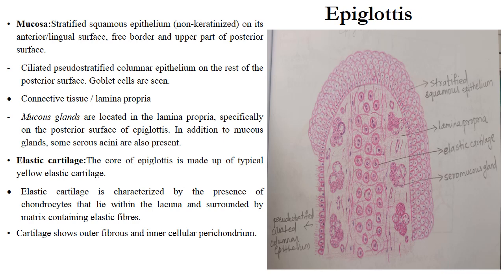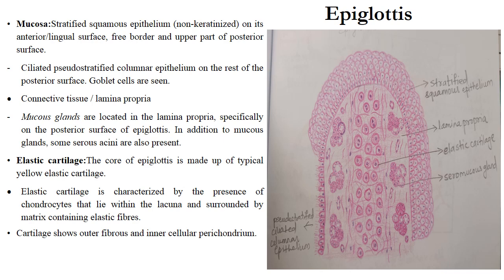They secrete mucus, and after the lining epithelium we have lamina propria, which has connective tissue, and the connective tissue or lamina propria has loose vascular structures. It has mucus glands. These mucus glands located in lamina propria are more in the posterior surface of epiglottis, and in addition to the mucus glands, some serous acini are also seen in the lamina propria. After the mucosa we have the elastic cartilage in the central core.